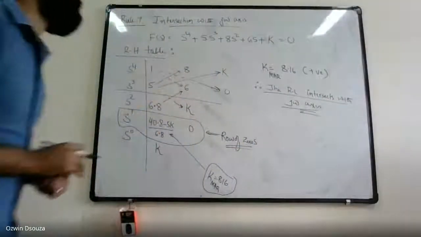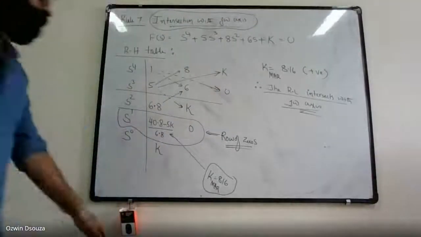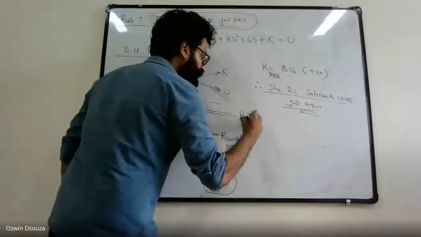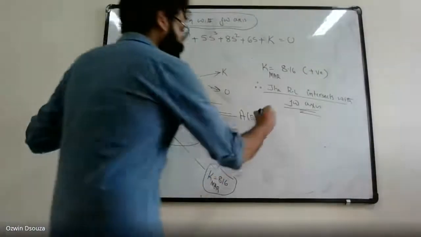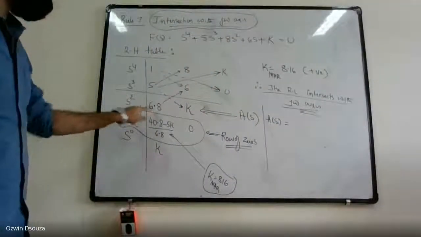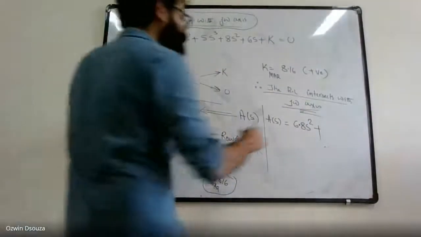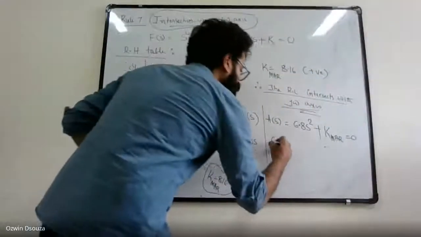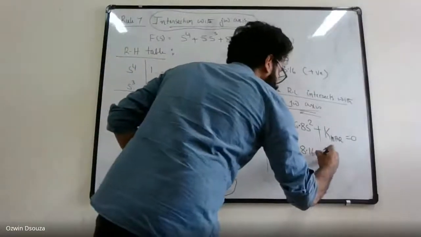So if it intersects, what are the intersection points? To find the intersection points, you have to create an auxiliary equation from the row sitting above the row of zeros, that is the s square row. So let's create the auxiliary equation A of s. A of s is equal to 6.8 s square plus K, K marginal, is equal to 0. So 6.8 s square plus K marginal 8.16 is equal to 0.